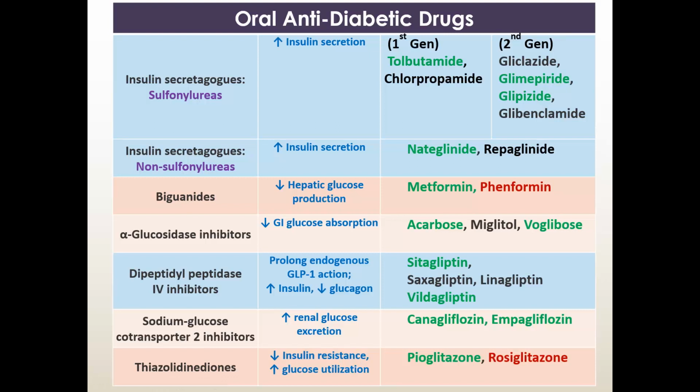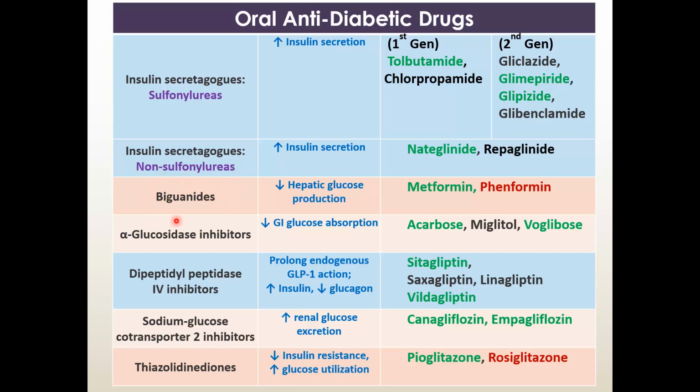So here is the list of oral antidiabetic drugs that is used nowadays. One of the major important categories of drugs are the insulin secretagogues. That is, the drugs which increase insulin release from the pancreatic beta cell. One of the important drugs from this category are sulfonylureas, and there are some other non-sulfonylureas which also increase insulin secretion.